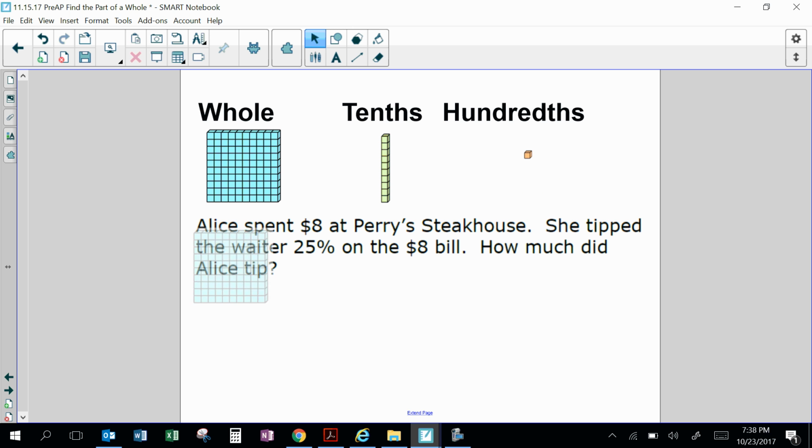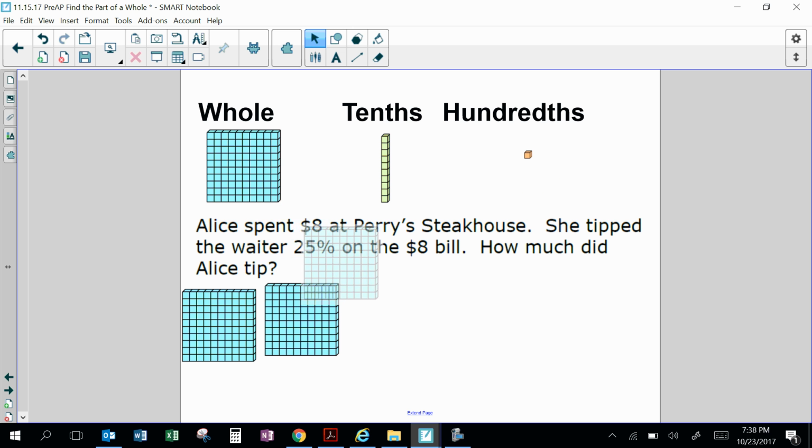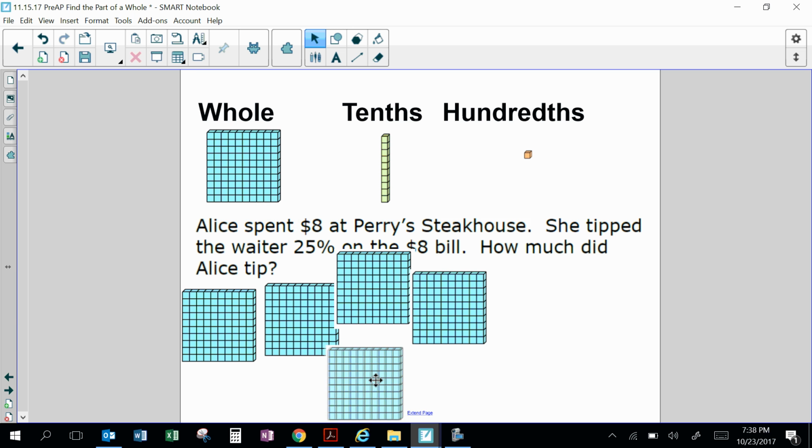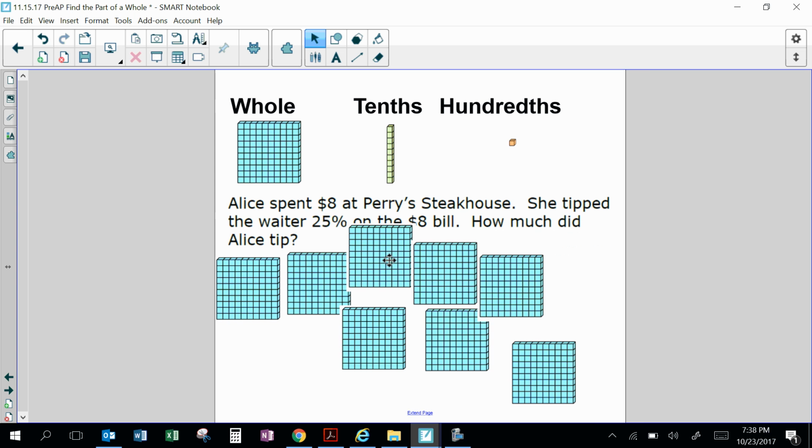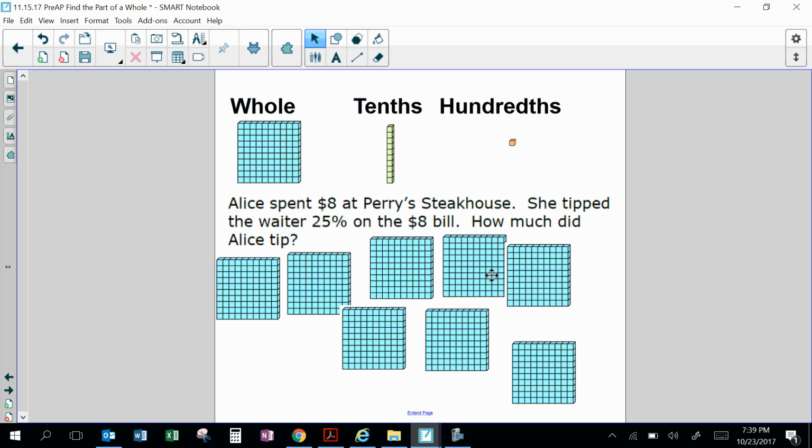Next one. Alice spent $8 at Perry's Steakhouse. 4, 5, 6, 7, 8. She tipped the waitress 25% on the $8 bill. So in this one, she tipped 25% of this whole dollar.